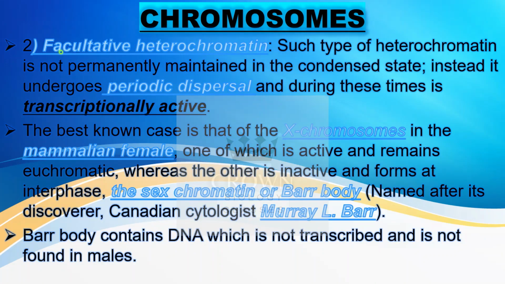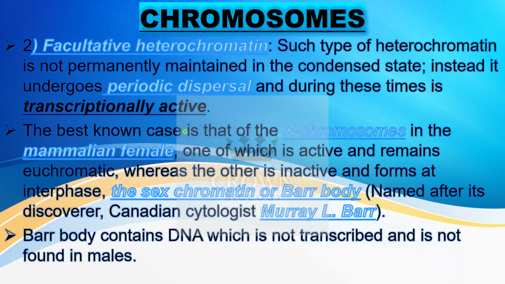The second type of heterochromatin is facultative heterochromatin. Such type of heterochromatin is not permanently maintained in the condensed state. That means it will not remain in the condensed state permanently. Instead, it undergoes periodic dispersal. And during that periodic dispersal, it is transcriptionally active. That means that chromatin can be transcribed.